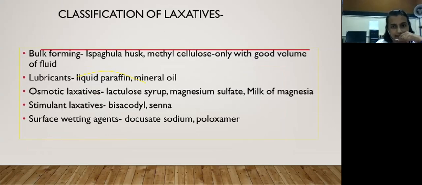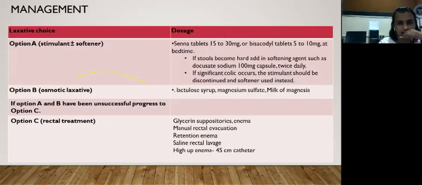How do you classify laxatives? So you've got stool softeners and the stimulant laxatives. The stool softeners include the bulk forming ones, the ispaghula, methylcellulose; lubricants, like liquid paraffin, mineral oil; osmotic laxatives, lactulose; and the surface wetting agents like docusate sodium and the poloxamer. And the other class is stimulant laxatives like bisacodyl and senna. So these are the groups of laxatives that we commonly use in our clinical practice. Next slide.